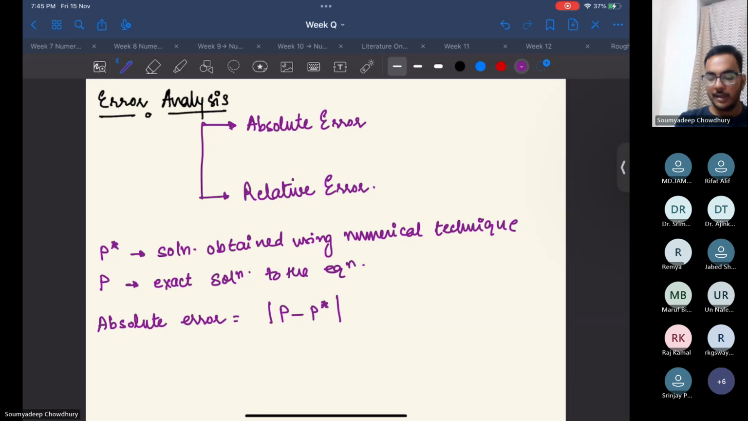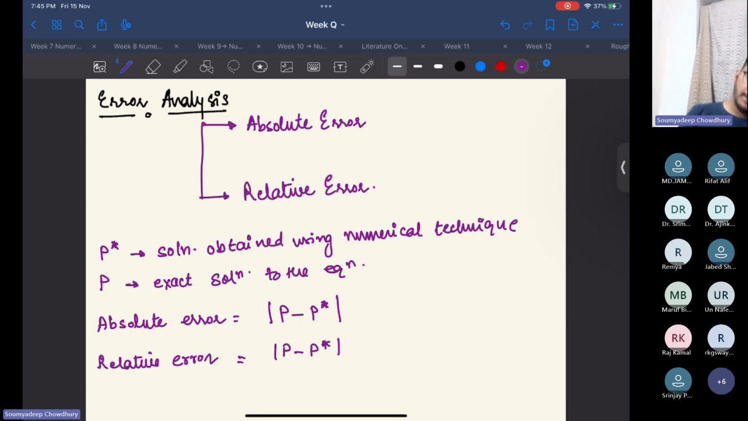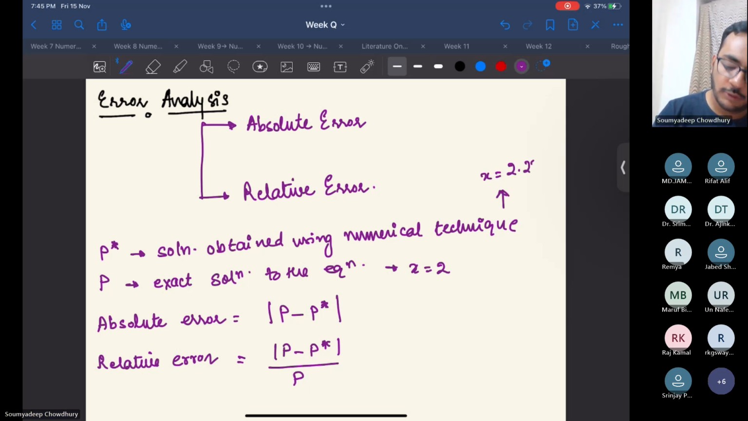Okay. And what is your relative error? Relative error is your absolute error, modulus of P minus P star, divided by P. So this is your relative error. I'll give an example. Suppose the exact solution to the equation is x equals 2, and from the numerical technique you have obtained x as 2.23. You can see that your exact solution and your obtained solution are not the same.